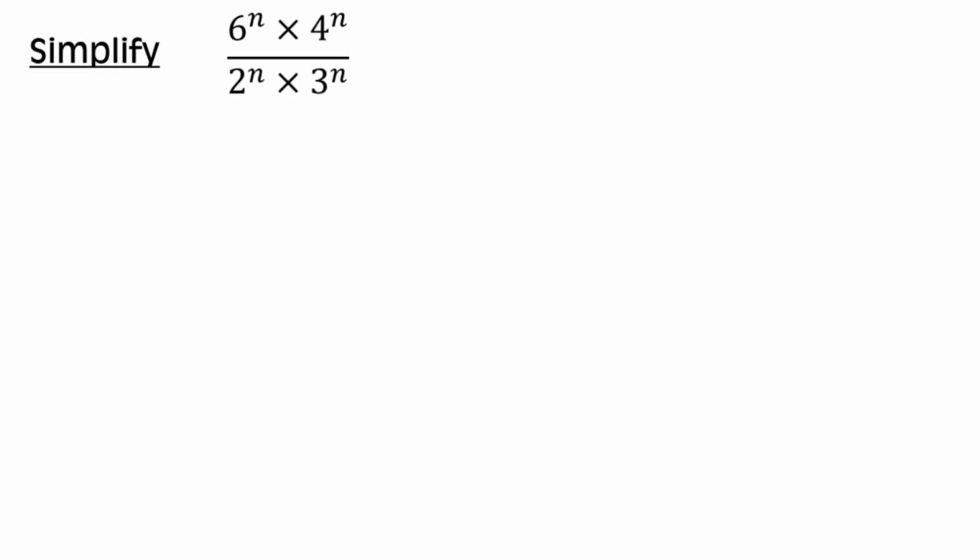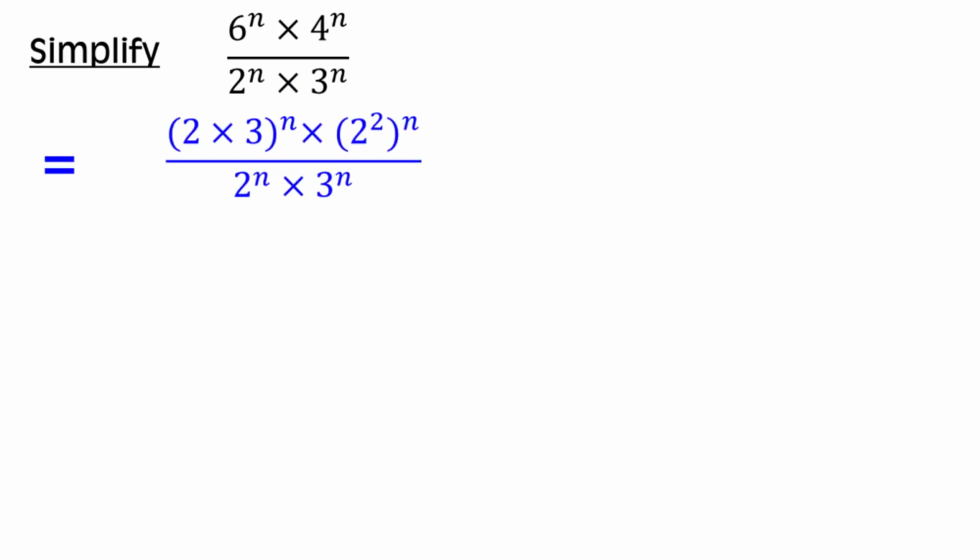Simplify 6 raised to the power n times 4 raised to the power n over 2 raised to the power n times 3 raised to the power n. We note that here we have 6 and here we have 4. 2 and 3 are prime numbers, but 6 and 4 are not prime. We can write 6 as 2 times 3 and 4 as 2 squared. So we will get here 2 times 3 and 2 squared.